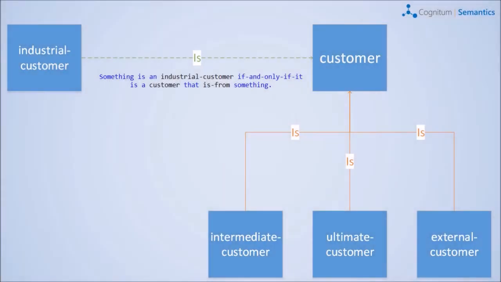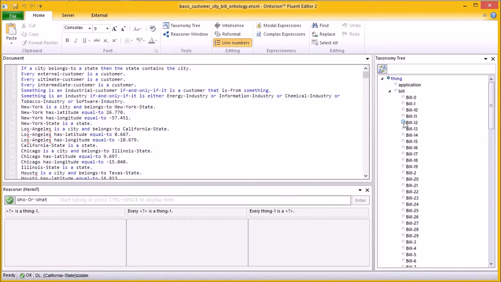In this slide we see that we have modeled four types of customers: the industrial customer, the intermediate, the ultimate and the external customer. The arrow of the industrial customer is green because it has not been explicitly written inside the ontology. In this particular case we are considering that the industrial customer is a customer that is from some industry. Here we can see the ontology in Fluent editor.